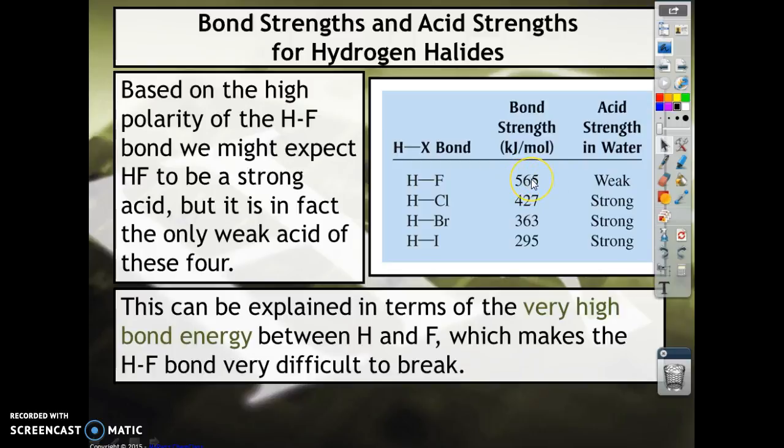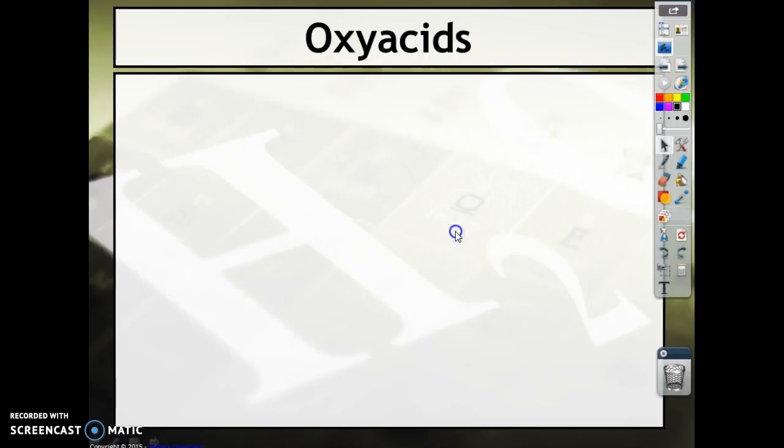So it's hard to break that HF, whereas my HCl is a little bit easier to break. That makes it a stronger acid because it's going to disassociate more easily. So these guys disassociate more easily than this guy does.